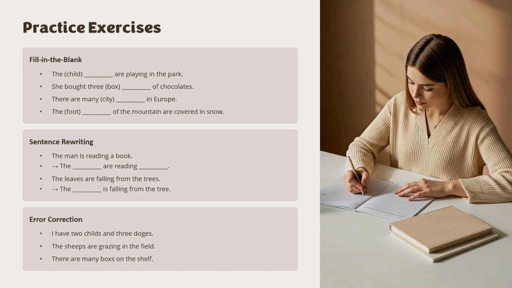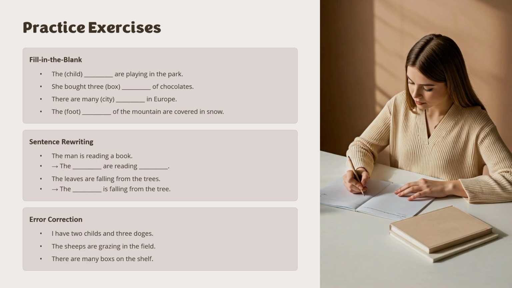And then the next one, there are many city in Europe. Again, for this one, if it ends in a Y, we remove the Y and add IES. So in this one, there are many cities in Europe, CITIES. And then the next one, the foot of the mountain are covered in snow. And this one we say, the feet of the mountain are covered in snow.